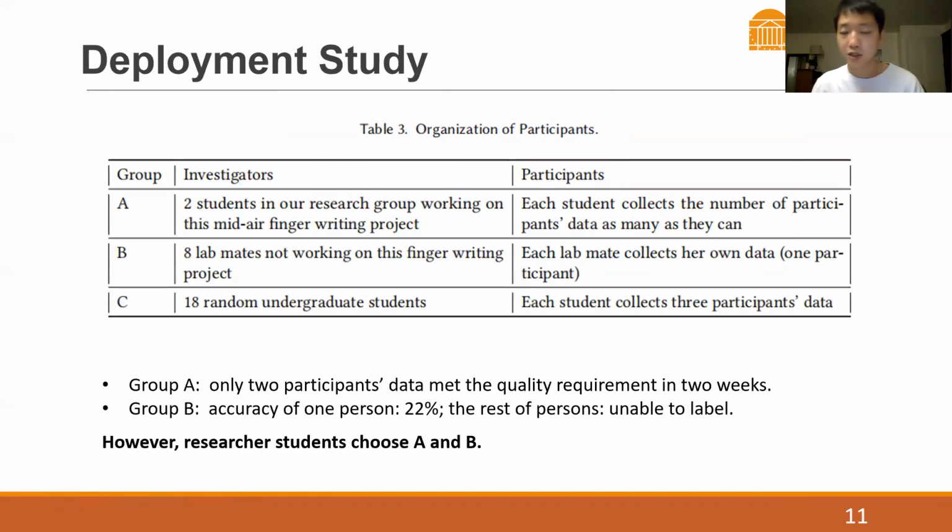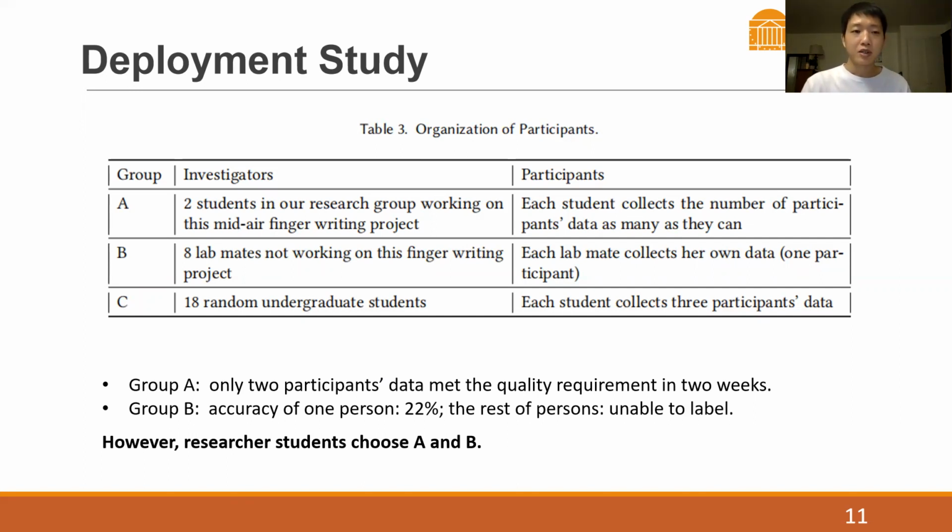In the deployment study, we know that researchers usually try to collect data directly by themselves. They recruit participants, and then they monitor, supervise, and advise these participants to collect data very carefully to secure the data quality. They also ask their labmates or friends to collect data, and monitor them to secure the quality. However, this most common way turned out to give very terrible results in our experiments. We only collected a little data, and most of it was of very poor quality.